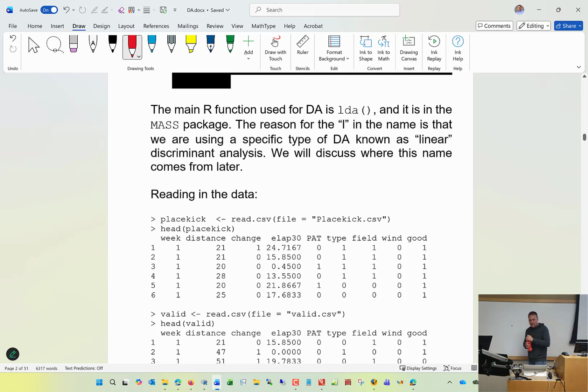So to do this in R, there's a function called LDA. The DA stands for discriminant analysis. The L corresponds to a specific type of discriminant analysis that we're using, and I didn't introduce that yet. It's called linear discriminant analysis. Once we take a look at another discriminant analysis method called quadratic discriminant analysis, then it'll be easier for me to say, why is this called linear? Why is this called quadratic? So stay tuned.